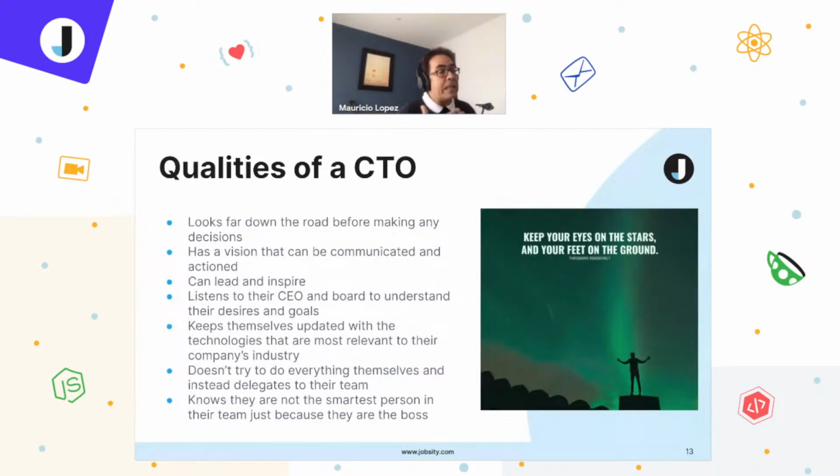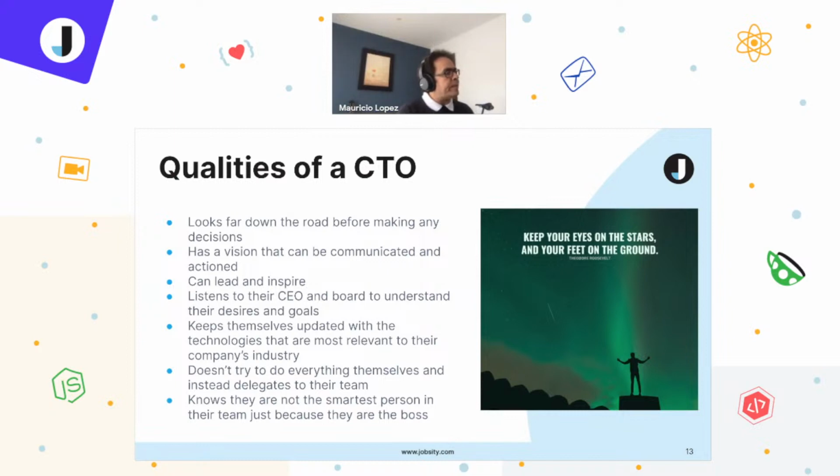A good CTO can lead and inspire. They talk to people. They sell an idea to the seller. They have to sell not dreams, but things that can become reality. Okay, a good CTO listens to the CEO and the board and understands their desires and goals. That's their main job, because the bigger goals of the company are decided by these folks. The CTO has to, in some ways, understand them and execute. Okay.